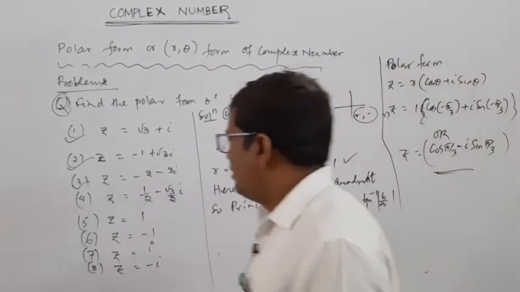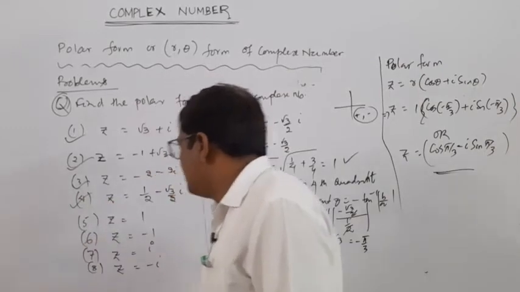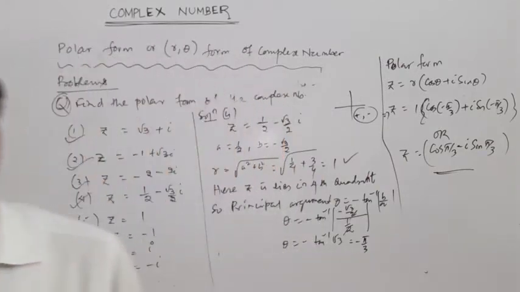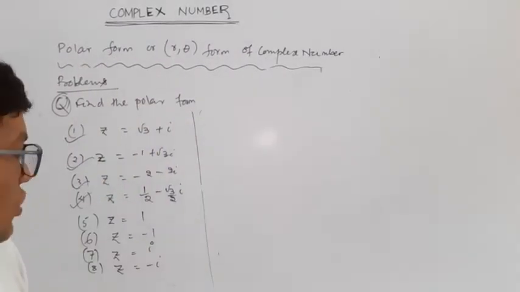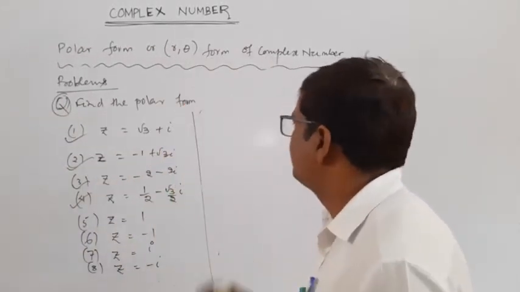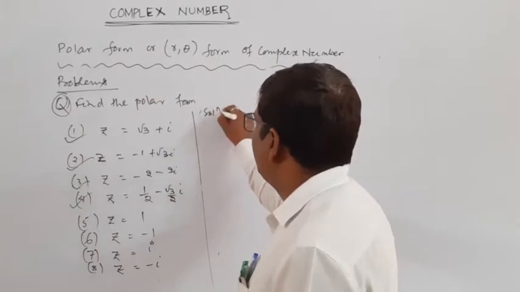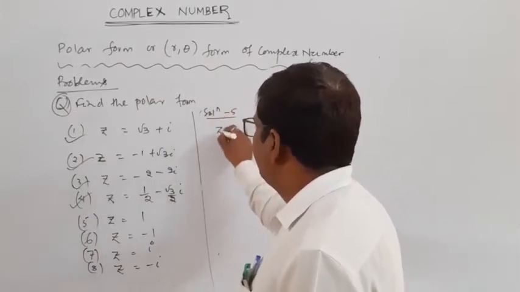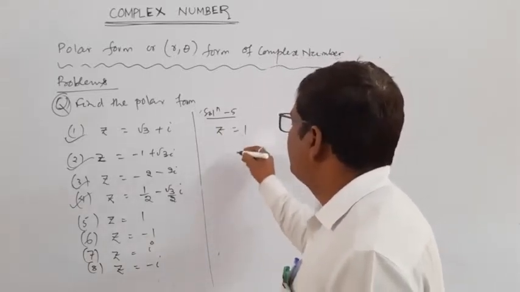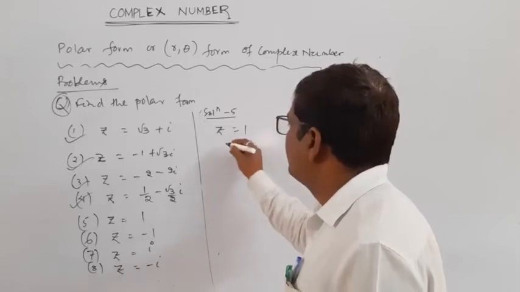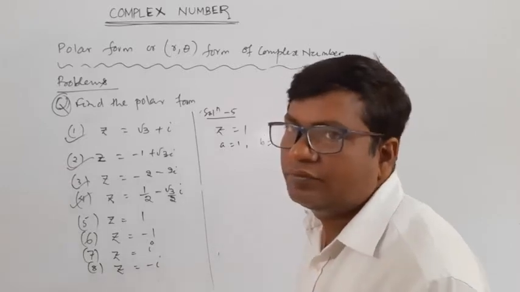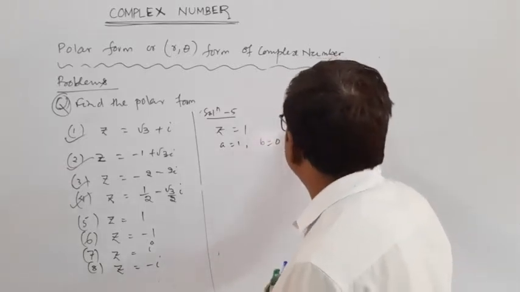Now the solution of question number 4 is completed here. Now the solution of question number 5. Z is equal to 1. Here z is equal to 1 means a is equal to 1, b is equal to 0. This is 1.